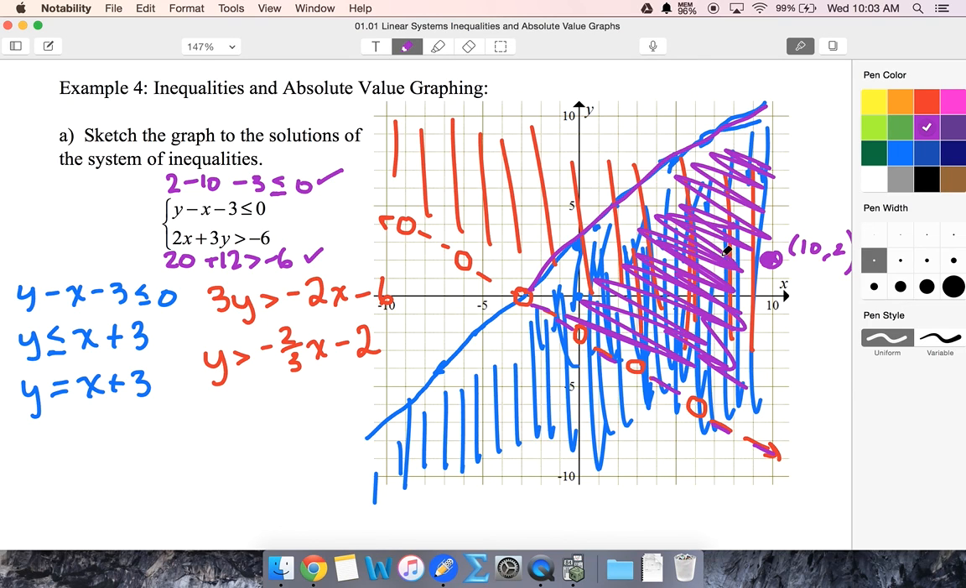So this was solving by hand. I'm going to stop this and I'm going to make a video showing you what it looks like on your calculator.